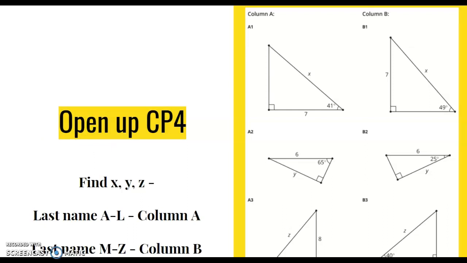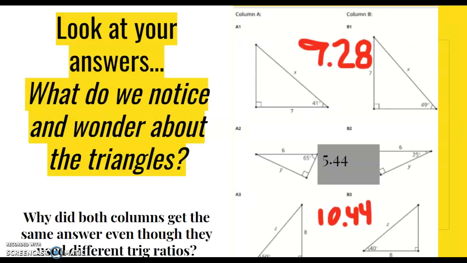Students came back and shared their answers, and what we noticed was that students in both column A and column B got the same side lengths: 9.28 for the first one, 5.44 for the second, and 10.44 for the third. But the angles were different, and they were solving for different sides. So why did both columns get the same answer, even though they used different trigonometric ratios?